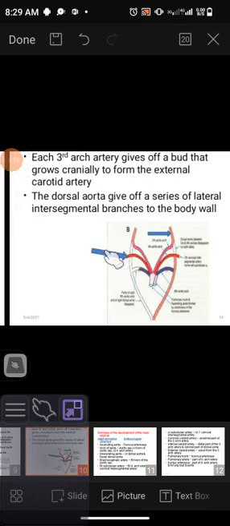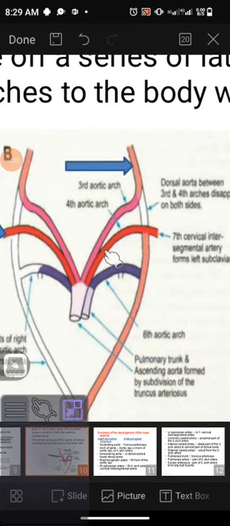Look at it. This is the pulmonary trunk. The pulmonary trunk is dorsal, and the ascending aorta is ventral. This is our aortic sac. This is the truncus arteriosus, dividing into two to form the pulmonary trunk and the ascending aorta. The sixth arch artery opens dorsally. The third and fourth open ventrally. You have seen the reason.